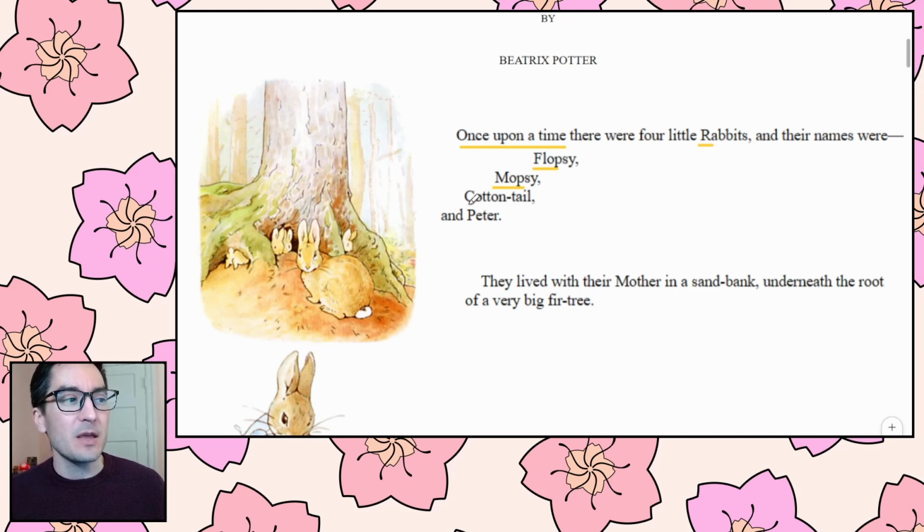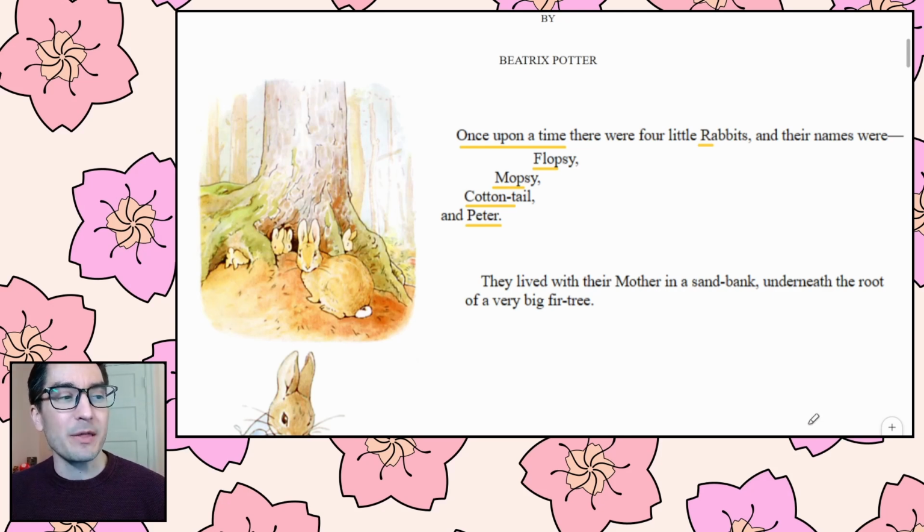Cottontail. Well, cotton is a plant, and it grows like a little white circle. So cottontail is what you can say to describe a rabbit, saying it looks like they have cotton for a tail. So Flopsy, Mopsy, Cottontail, and Peter. Peter just has a normal person's name, but that's kind of cute too.